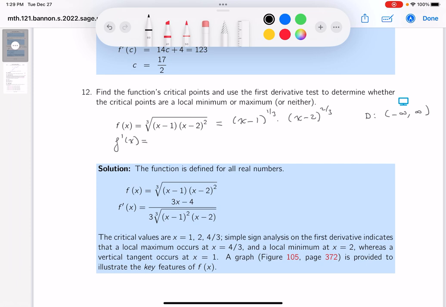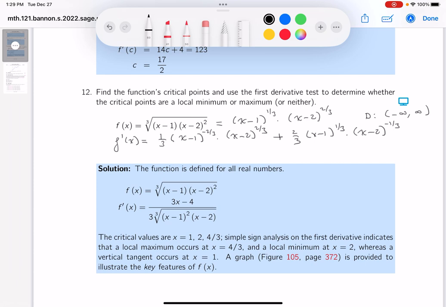And let's see. Let's say the derivative of the first, which is going to be 1/3 (x minus 1). I take 1 from 1/3, so minus 2/3, times (x minus 2) to the 2/3, plus the first function, (x minus 1) to the 1/3, times the derivative of the second function, which is 2/3 (x minus 2), and then we would get minus 1/3.